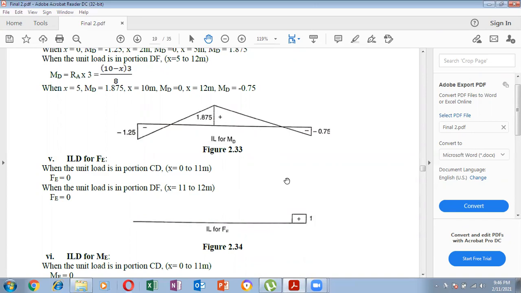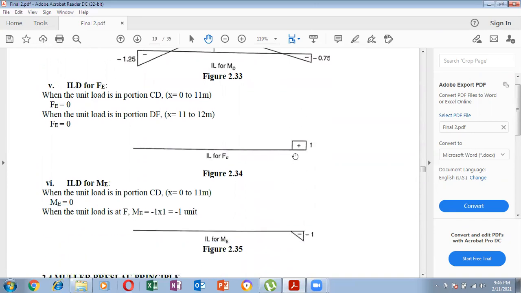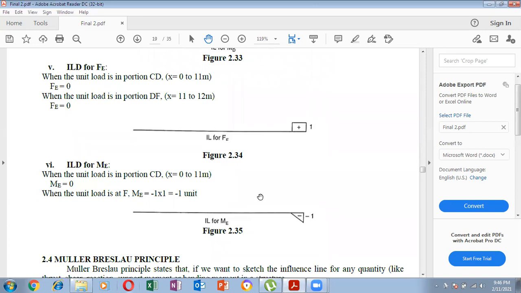So I have said it will behave similar to a cantilever beam. And for a cantilever beam, the shear force ordinate will be 1. For bending moment, it will be of 1 unit and it will be in negative direction. So when the loading is in the overhanging portion, it will become like a cantilever beam. So we can take the shape of the influence line diagram of a cantilever beam for the overhanging portion.